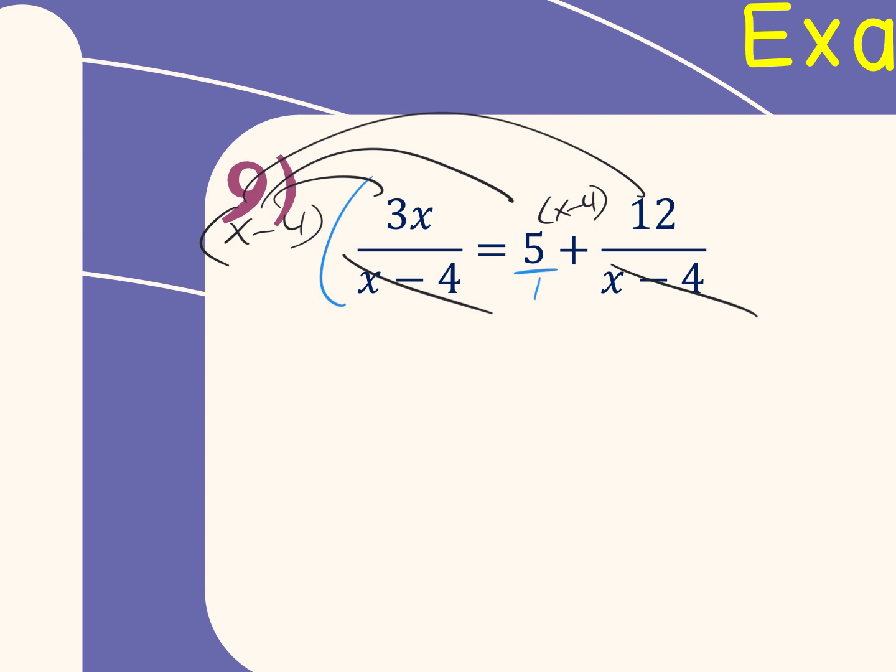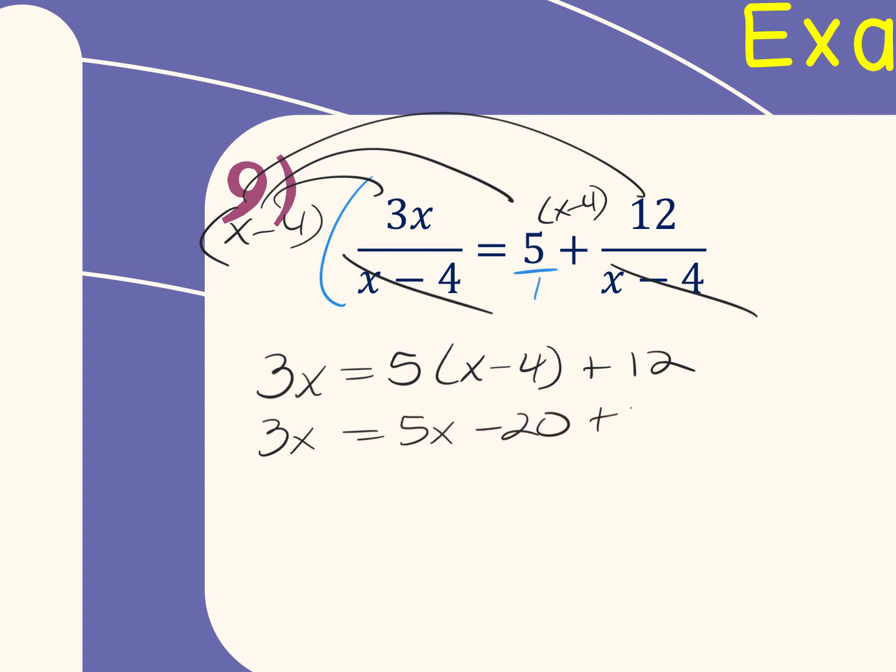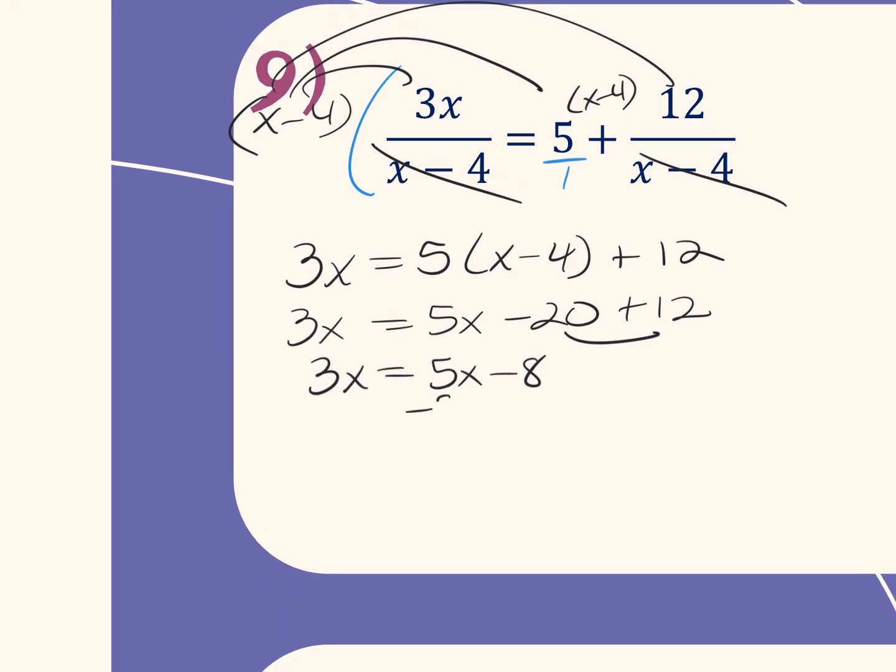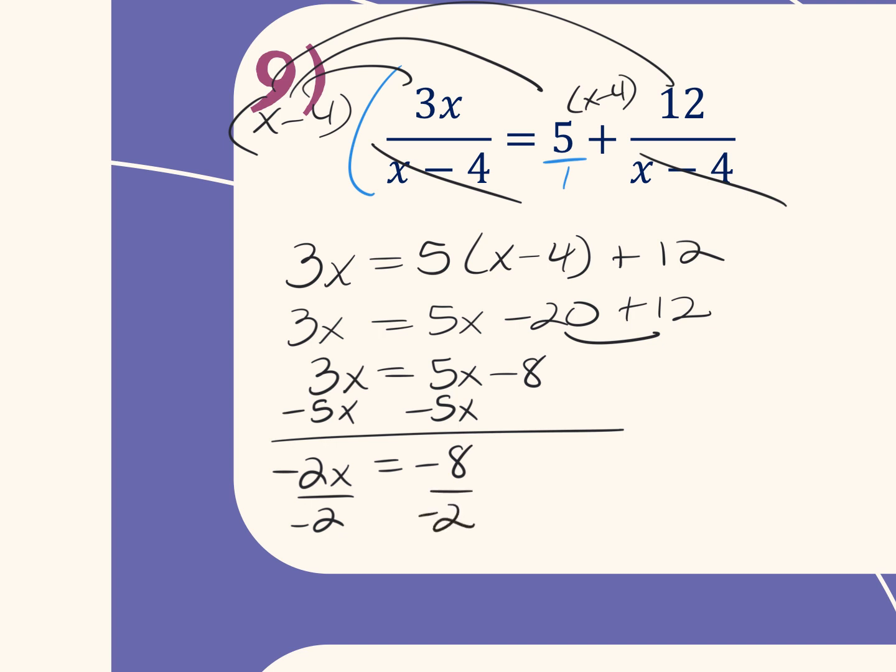So then this is just going to be 3x equals 5 times the x minus 4 plus 12. Distribute. Combine your like terms. So this gives me negative 8. And now move the 5. Subtract 5x. Negative 2x equals negative 8. Divide by negative 2, and x equals positive 4.